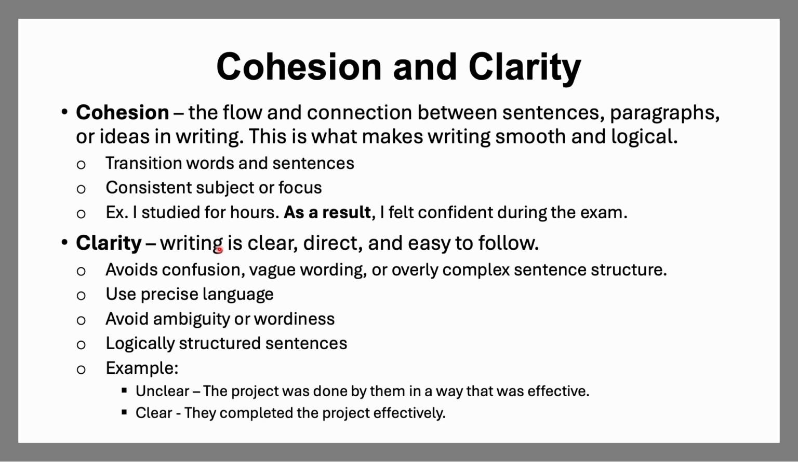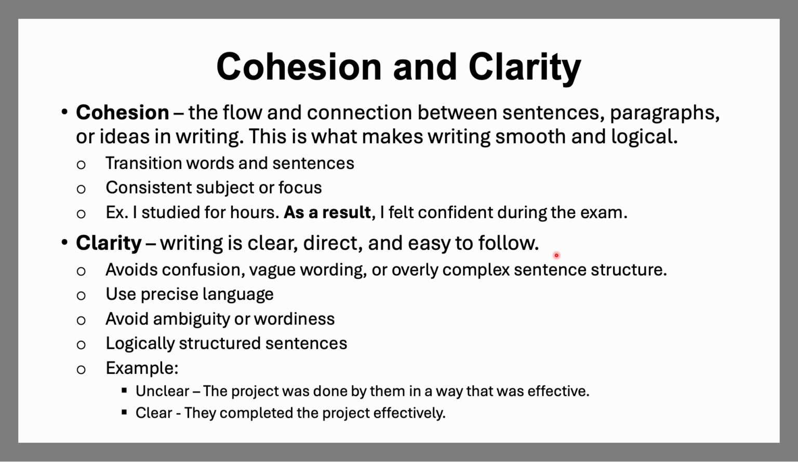Clarity is another way to help within revision. This is when writing is clear, direct, and easy to follow. You could have a grammatically correct passage or text, but if it's not clear, it's not going to be well written, and you're going to be asked to revise if you're writing your own work. So ways to keep things clear is avoiding confusing language, vague wording, or overly complex sentence structure. You're going to use precise language, so no vague language. Avoid ambiguity or wordiness. And use logically structured sentences. You want to make sure that your sentences are in a logical order, so that way you make sense. People can understand and follow your train of thought.